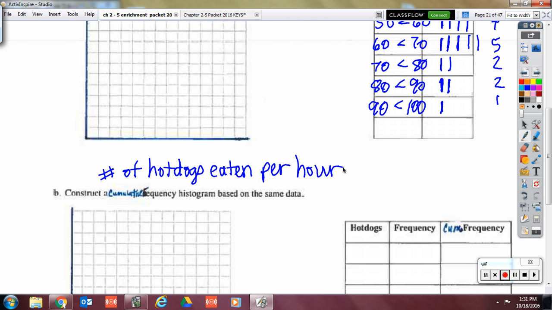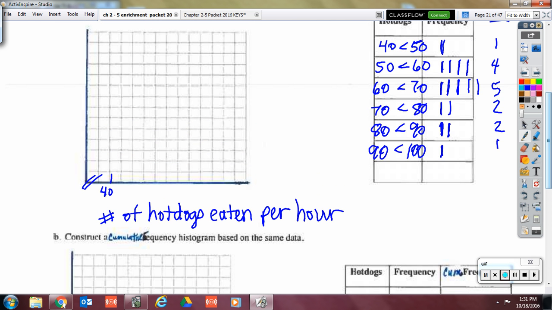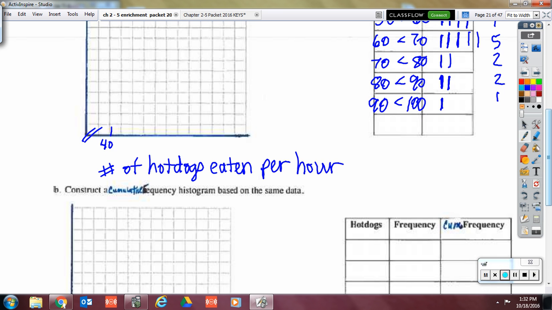Now, I don't want to start at 0. I want to start at 40, so I'm going to make me some railroad tracks so I can start at 40. So how many bins do I have? Like 1, 2, 3, 4, 5, 6. Okay. I think I'm going to go by 2s here.